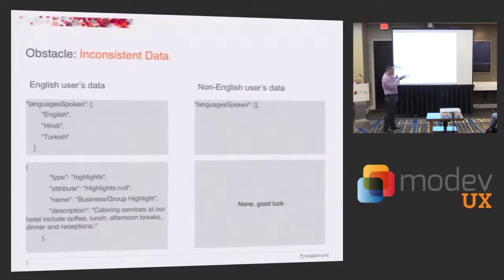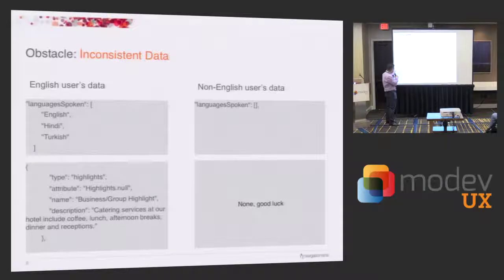So here's inconsistent data. If you look on the side, which you can't really see very well, unfortunately, on the English side, this is the response that we get back from the back-end systems. It tells you languages spoken at the property, English, Hindi, and Turkish at this one. If you look at the non-English speaking side, this is what gets returned back, 0. There's nothing that gets returned back.